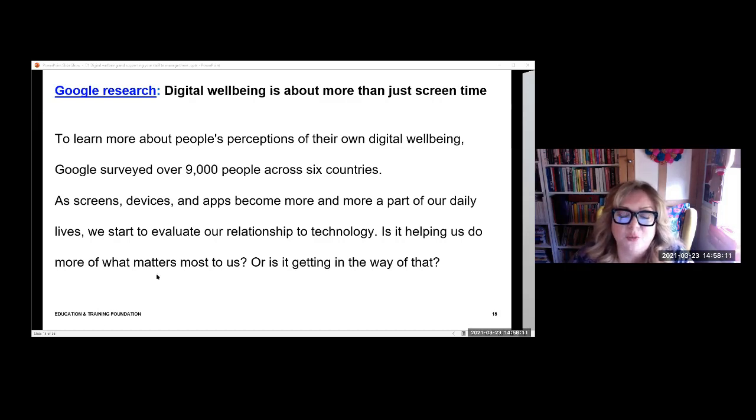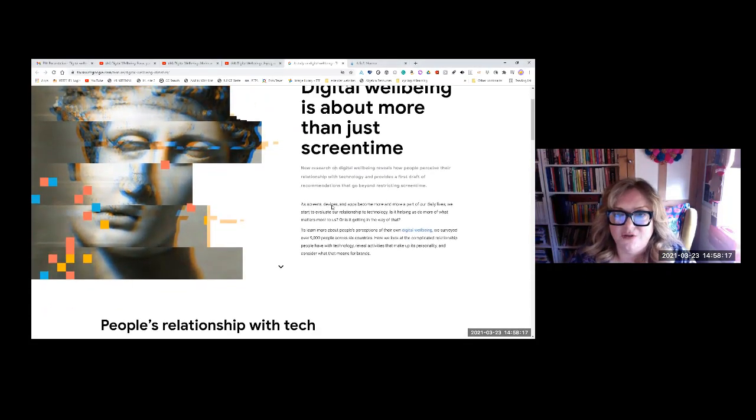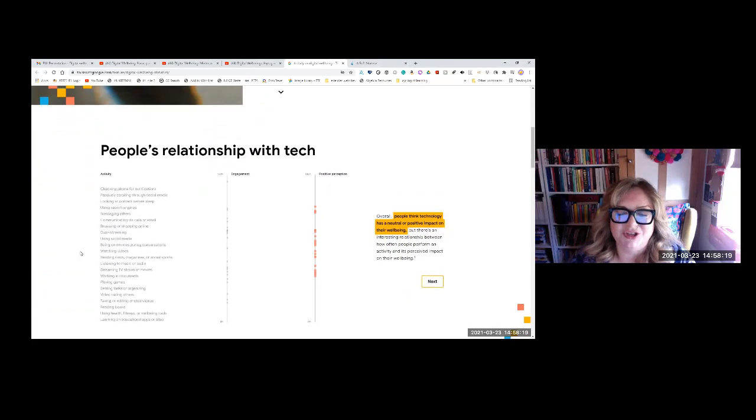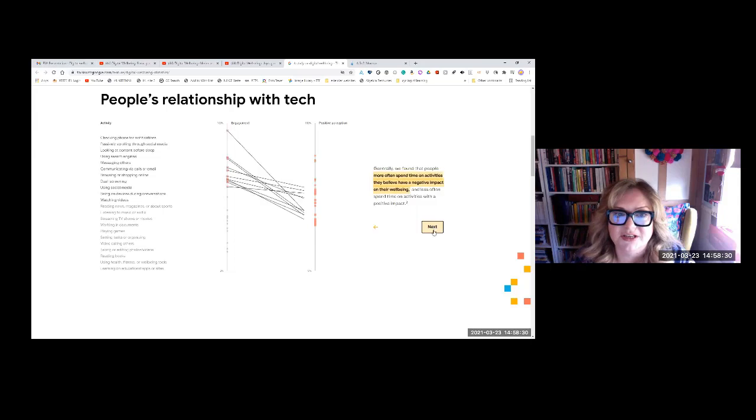So if we could have a look at that website, please. Again, this might be good as a resource for the future. So if we scroll down a bit, people's relationship with tech. So here's all the different activities, the engagement and the positive perception. So if we move on to the next bit.